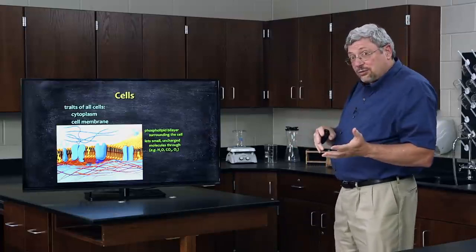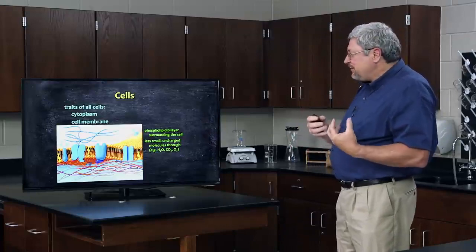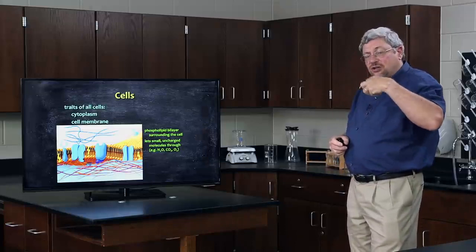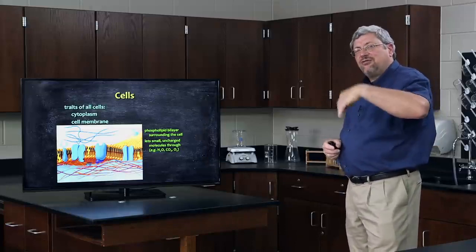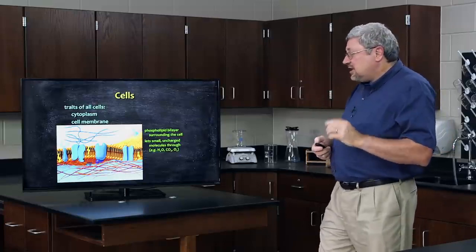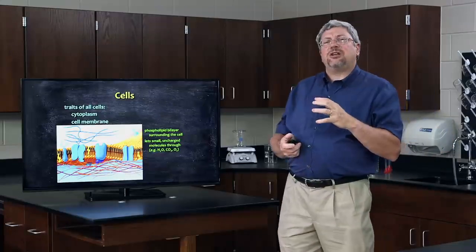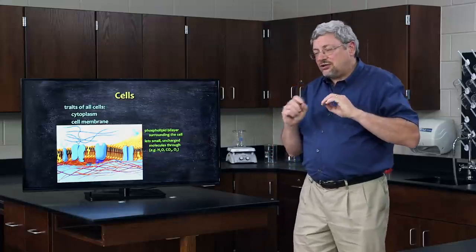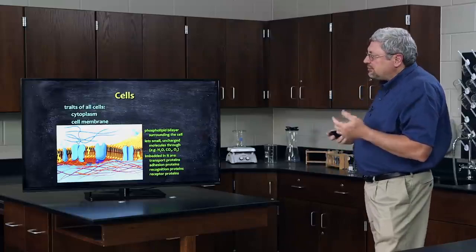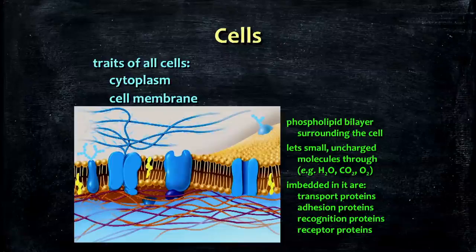So water can get through, it doesn't have enough charge that it can't get through. Carbon dioxide, oxygen, these are extremely small molecules. They can go back and forth through the membrane without any difficulty. They're not impeded. Anything larger than those really small molecules or anything with an electrical charge cannot get through the membrane of the cell. But also embedded in the membrane of the cell are a number of proteins, again, shaped molecules that are used for various and sundry functions by the cell.